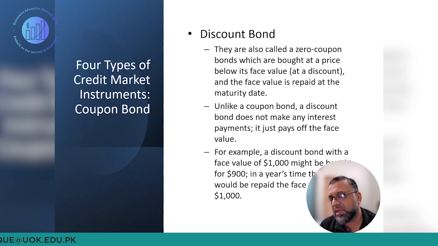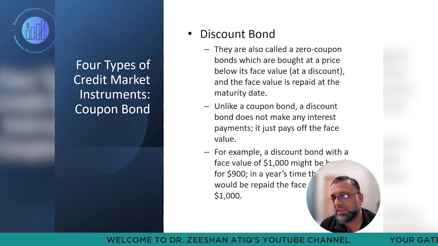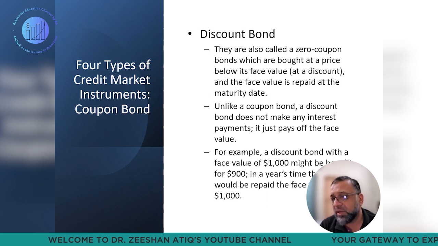For example, if you buy a $1,000 bond for $700, your return will be $300 on your investment of $700. Similarly, if you buy a bond for $600, you will get a $400 return on a $600 investment. That is a huge return.